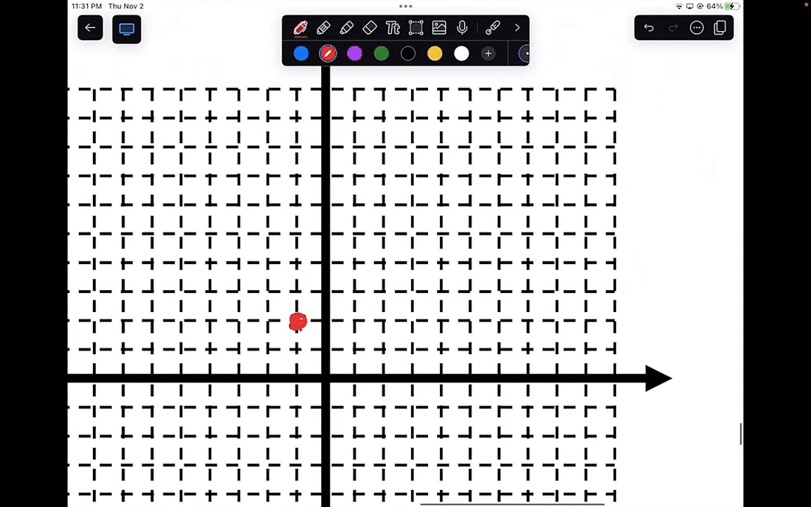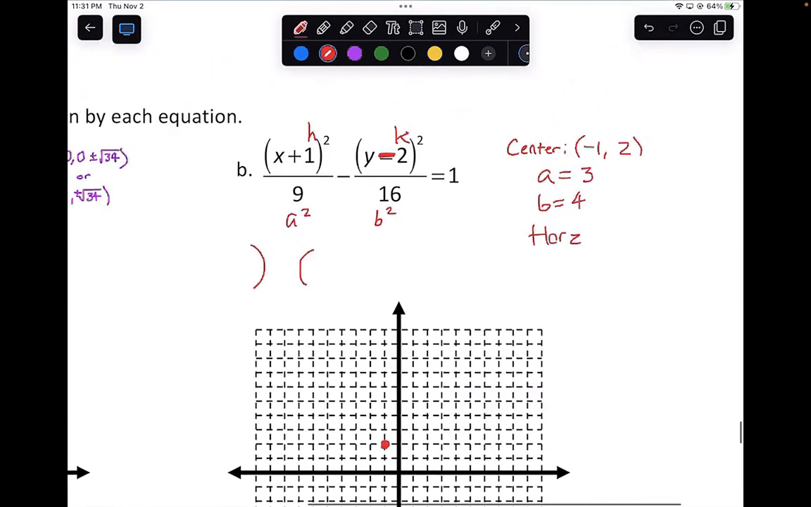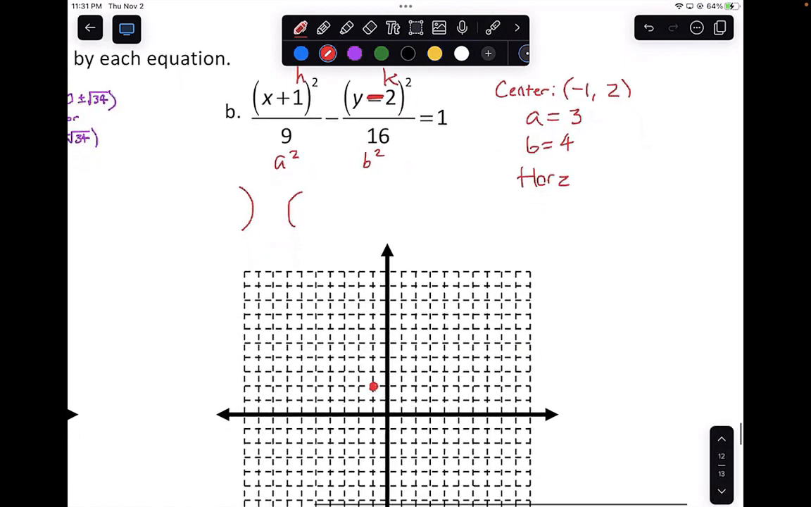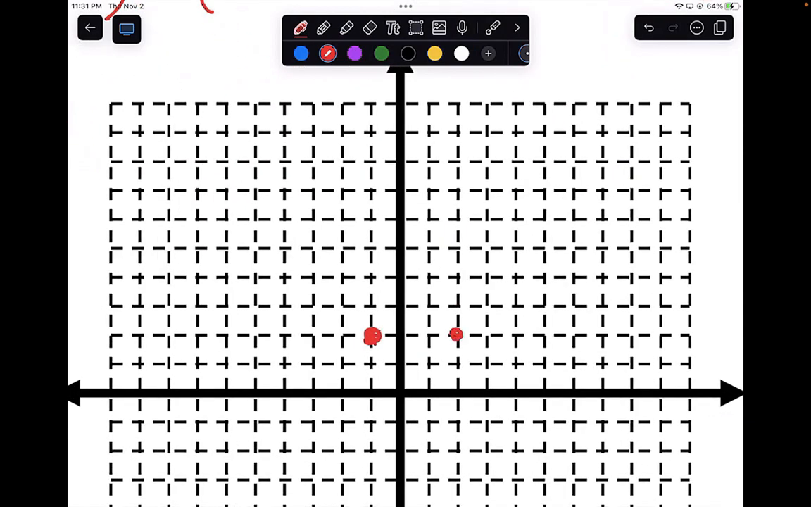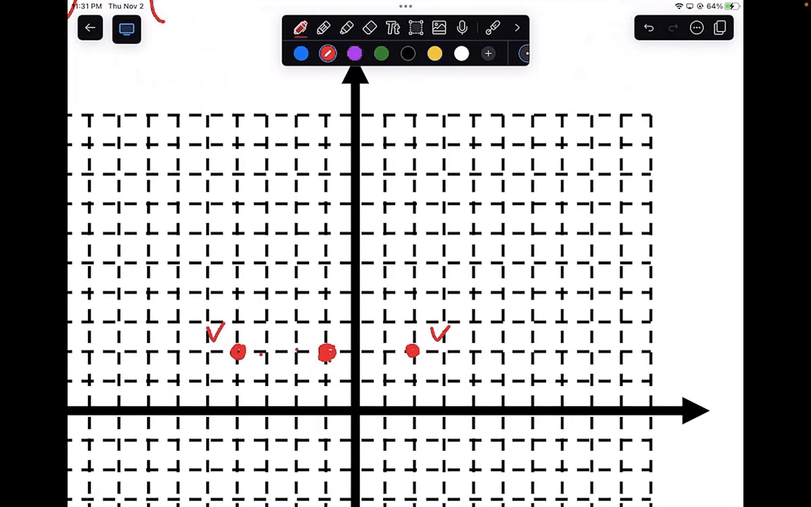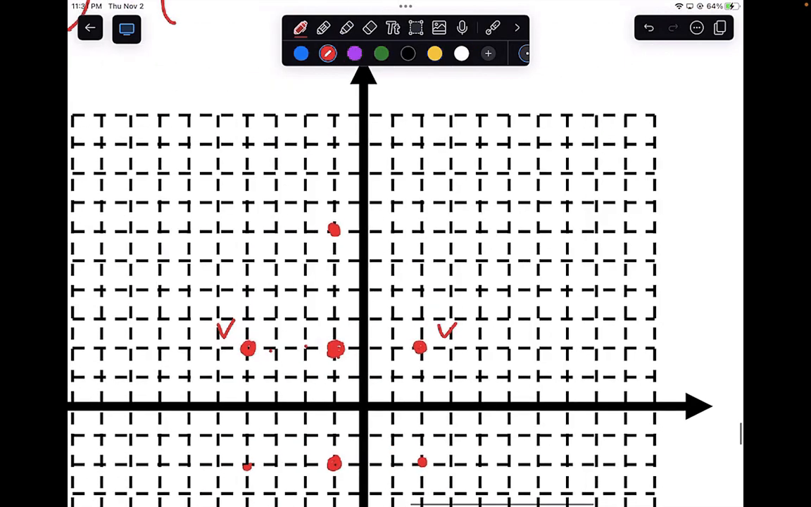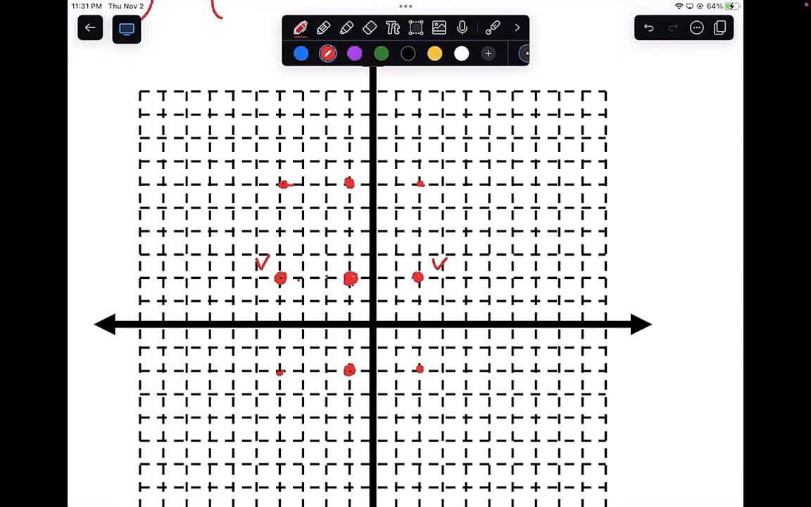Then we're going to go, oh yeah, my notes somehow got messed up here, but anyways, we'll go left and right. Since it's opening horizontally, we'll go left and right 3. So 1, 2, 3, we put a point there, that'll be a vertex. And then 1, 2, 3, you can put another point, that'll be another vertex there. Then the b is going up and down, so we'll go up and down 4. I think I counted that right. And then go left and right 3 from those points, just to get this little box for our slopes right there.